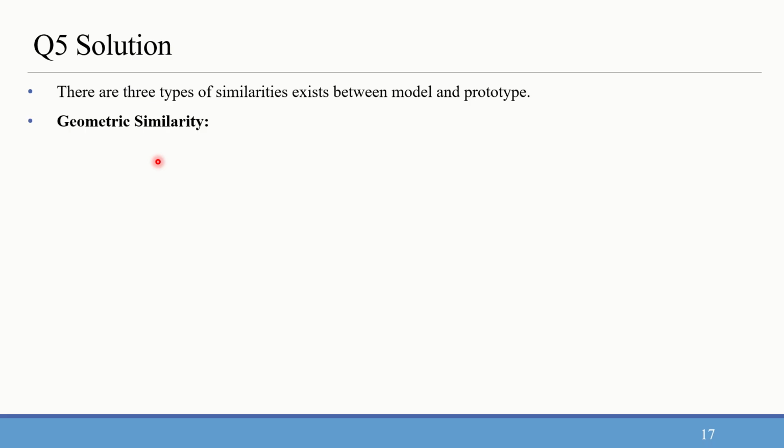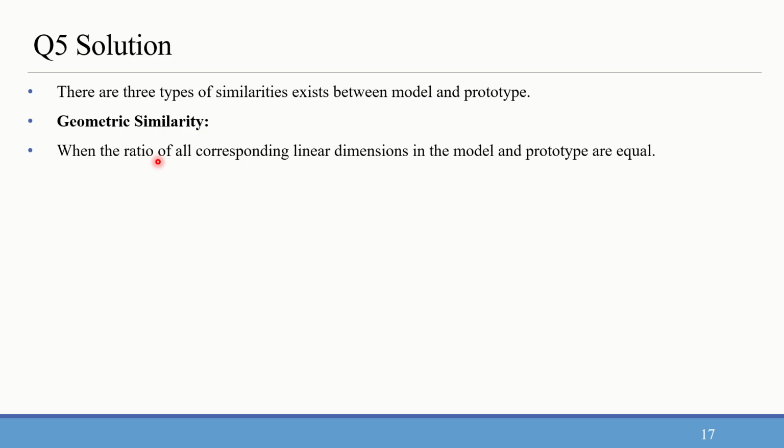First one, this is just to give you all these things you would have seen in the theory class by the professor itself. So these are just to give you an idea and a quick recap. Geometric similarity is when the ratio of all corresponding linear dimensions in the model and prototype are equal. So as we saw in the star problem, if we take the ratio of all corresponding linear dimensions in the model and prototype, they will be equal. So we said that it is geometrically similar.